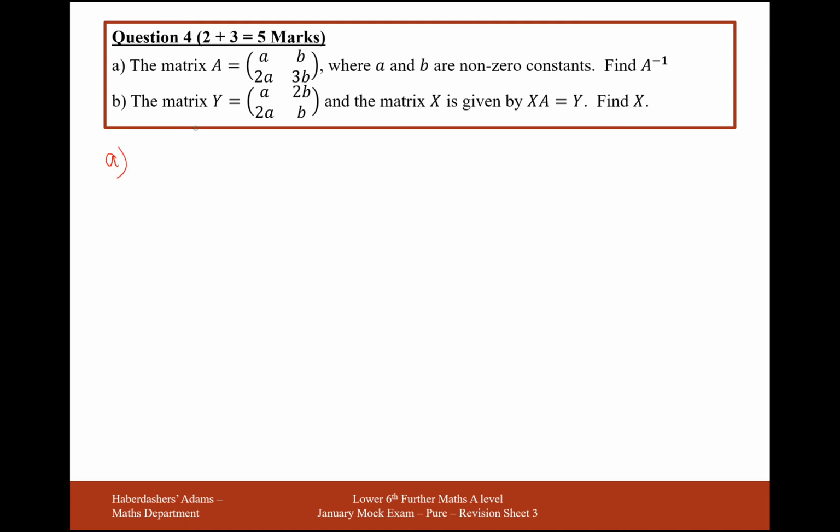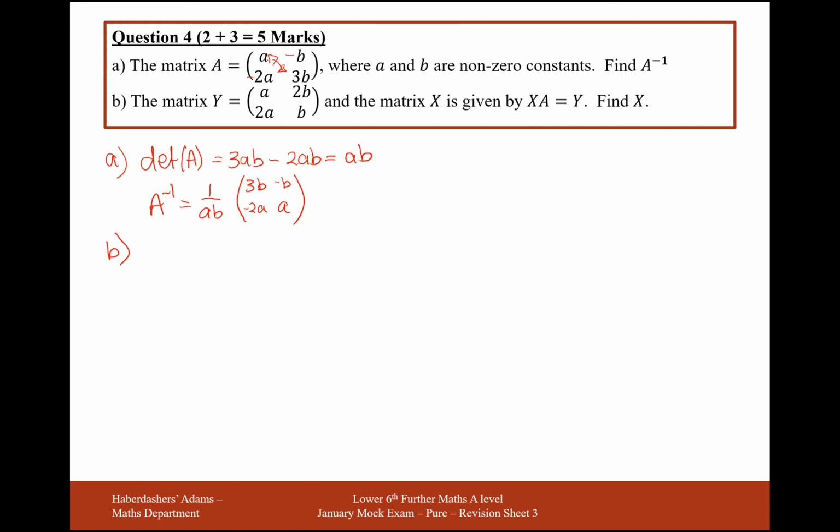So the first thing we do with inverses is the determinant of A, so that's the leading diagonal multiplied together, 3AB, take away the other diagonal multiplied together, 2AB, so our determinant here is AB. So we start off the inverse of our matrix with 1 over AB times by, and then we switch our leading diagonal, so it's going to be A and the 3B switched around, so 3B and the A here, and we negate the other two values, so minus B and minus 2A.